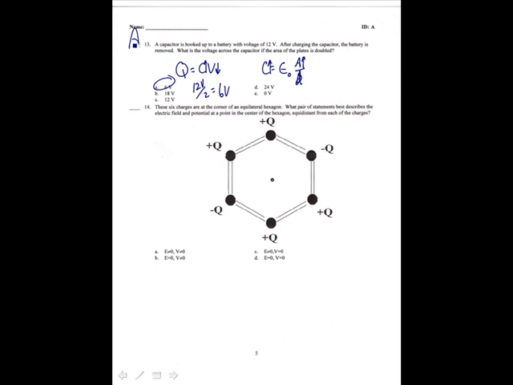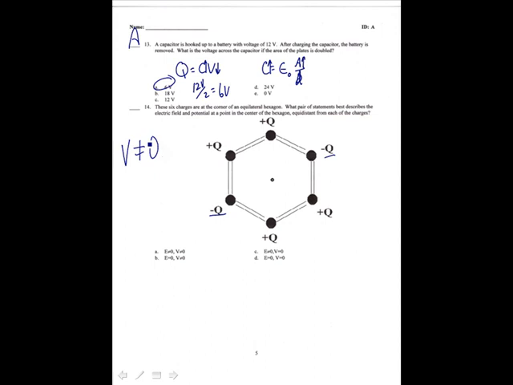Okay, these 6 charges are at the corners of an equilateral hexagon. What pair of statements best describes the electric field and the potential at a point in the center of this hexagon, equidistant from each of the charges? Well, to check for the V, we just want to see if there are equal numbers of positive and negative charges. If there are, then the potential is equal to 0. We have 2 negative charges and 4 positive charges. That means that the potential is not equal to 0. In fact, it's greater than 0 because there are more positive than negative charges.